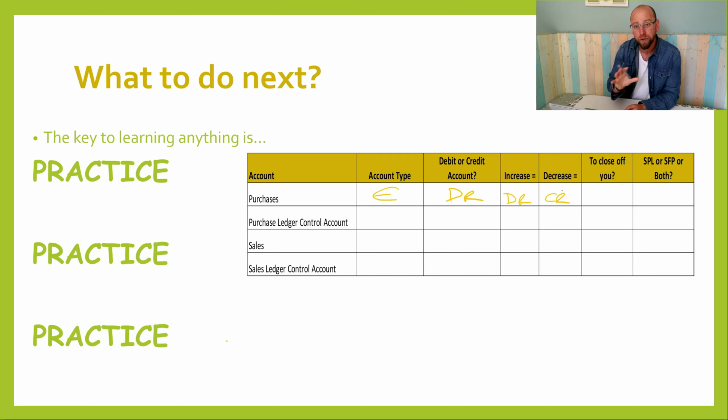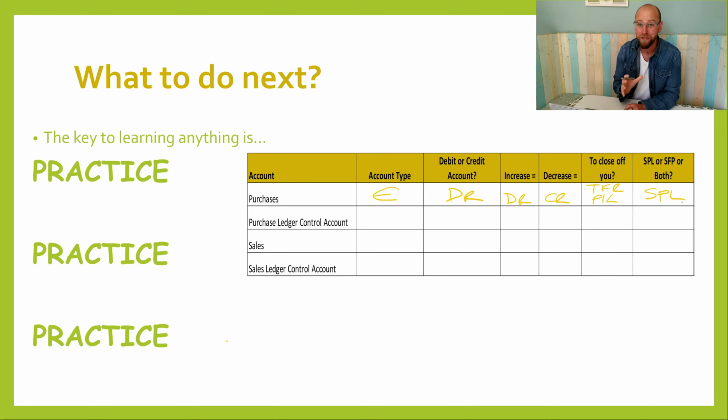Now, for those students who are studying level 3, let's have a look at how we close off an expense account. Expenses are the accounts that appear in our profit and loss, so we know which statement it goes to. So when we close off an expense account, we close it off by doing a transfer to the profit and loss. And as it says there, because we're transferring to the profit and loss and we know it's an expense, it's going to appear in the statement of profit and loss, the SPL.